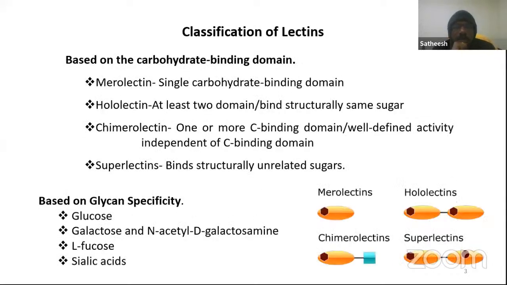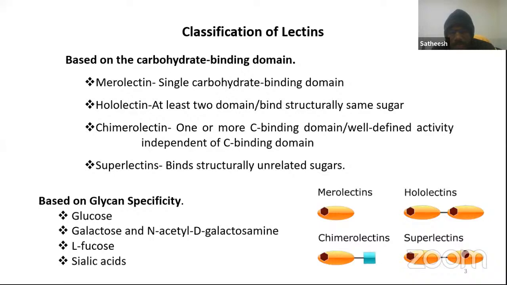If you look into the classification of lectins, based on the carbohydrate binding domain, you have merolectin, hololectin, chimerolectin, and superlectins. If there is a single carbohydrate binding domain, they belong to the merolectin category. Hololectin has at least two domains that bind structurally to the same sugar. Chimerolectin can bind to more than one domain. And the superlectin binds structurally unrelated sugars.